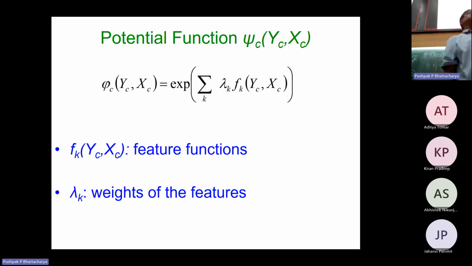Now, these features are given weights, lambda k. There are, let's say, capital K features, so small k goes from 1 to capital K. There are these features which are collected, and each feature is given an importance, a weight value lambda. So fk (yc, xc) are the feature functions, and lambda k are the weights of the features. These things are very abstract so far.